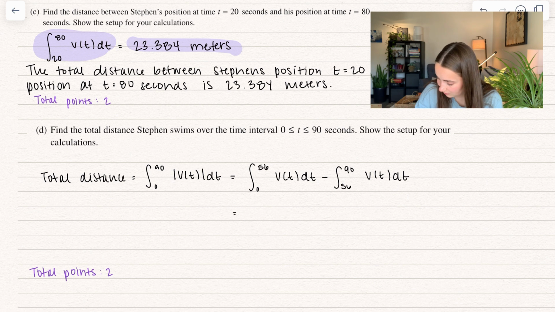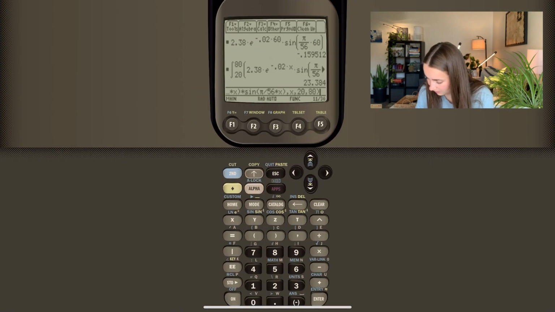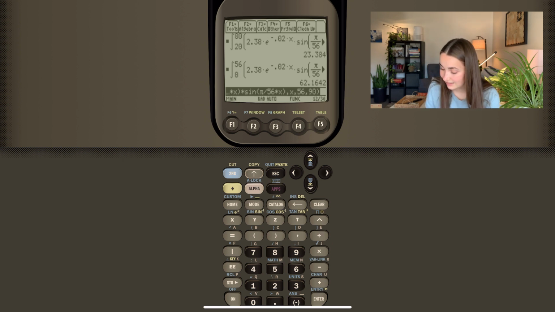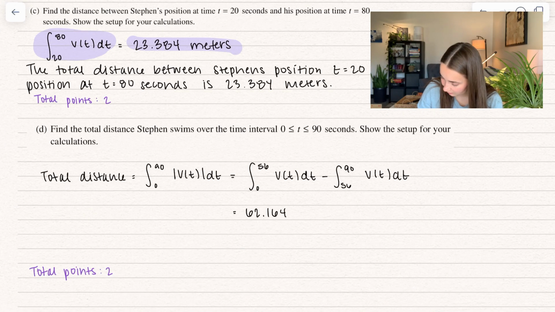And of course, you can just go ahead and plug that into your calculator. I'm going to go up, I'm going to click enter, and I'm going to change the bound. So our first one is going to be from 0 to 56, minus, I'm going to go up, I'm going to click enter, I'm going to change the bounds again. So this one, the lower bound's 56, and then the upper bound is going to be 90. And then I click enter. Okay, 62.1642, and that's going to be meters, right?